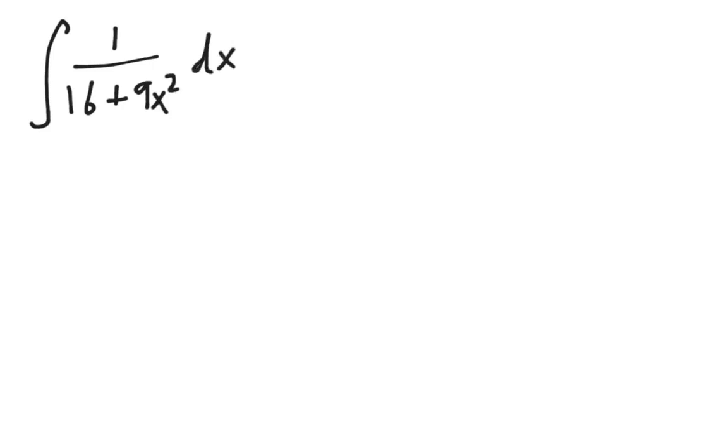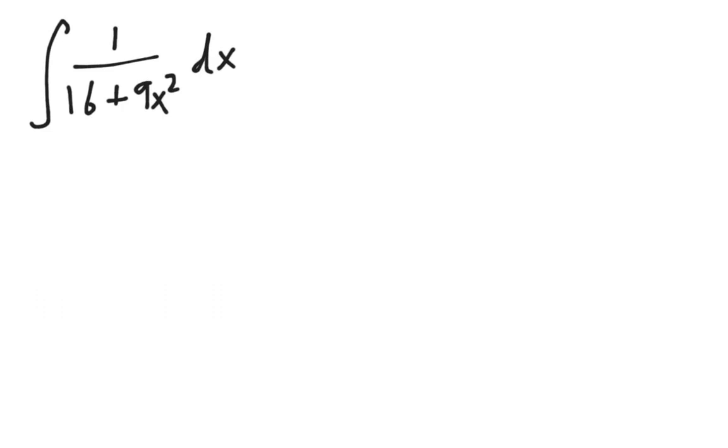Let's look at another one. Let's say we have the integral of 1 over 16 plus 9x squared dx. Now notice, we can't do u sub because we have x squared in the bottom, and so that du would have an x in it, but we don't have an x on top. So that's always your first check. Can you do a u sub? In this case, we can't.